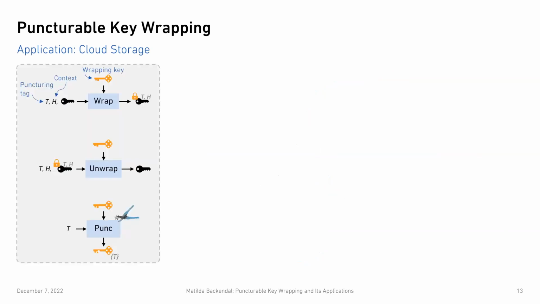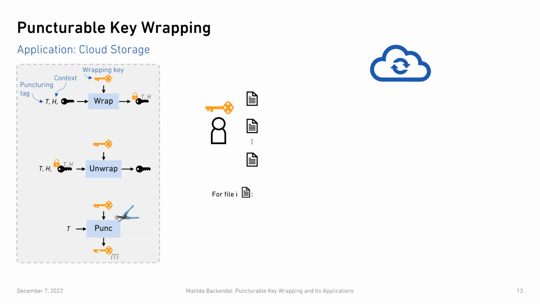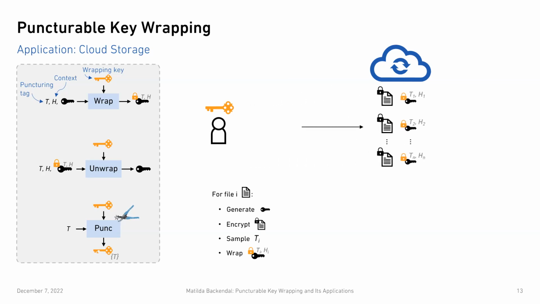As a reminder, here's the syntax for puncturable key wrapping schemes. The setting is that we have a user which has a wrapping key and a bunch of files which it would like to outsource to the cloud. For each file, it generates a data encryption key, uses this to encrypt the file, then samples a puncturing tag and uses this to wrap up the data encryption keys. And now it can outsource all of this to the cloud.